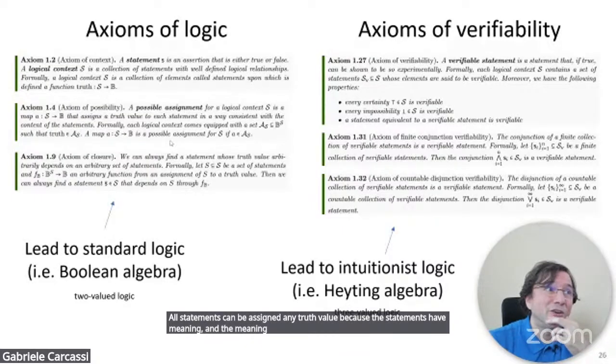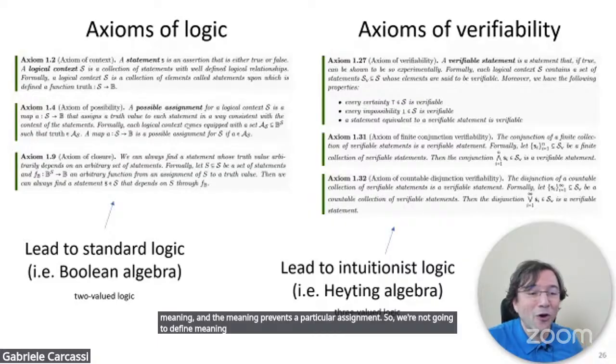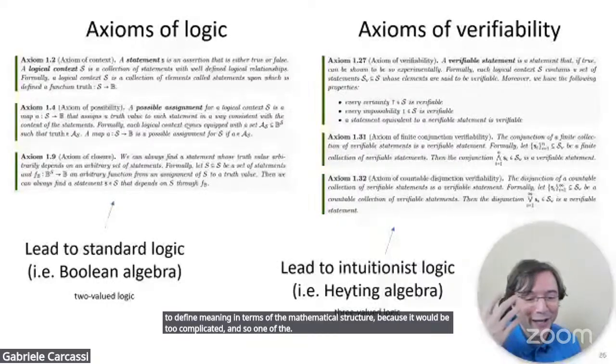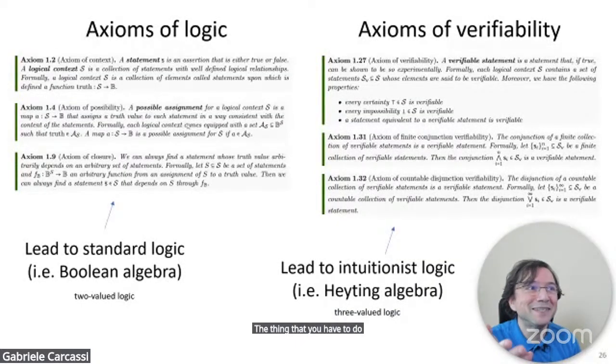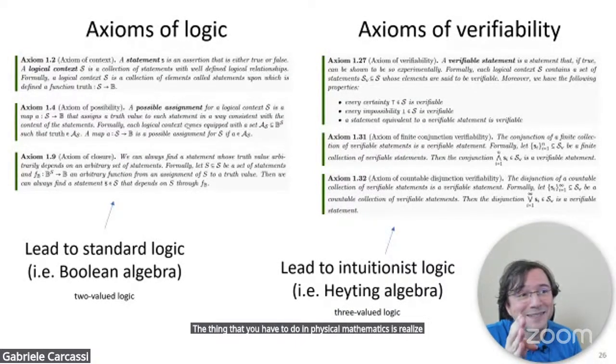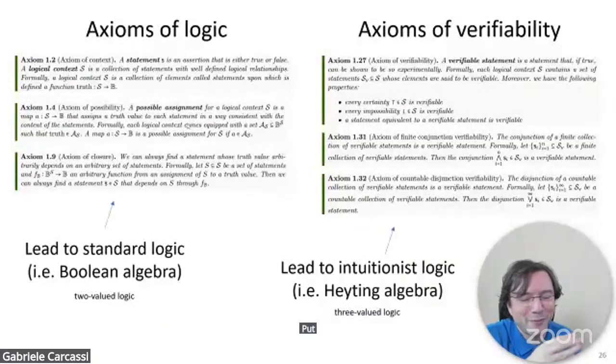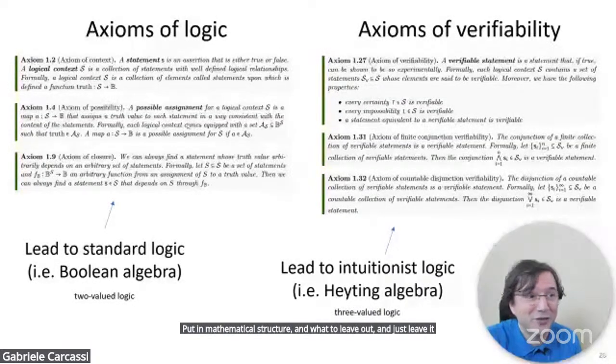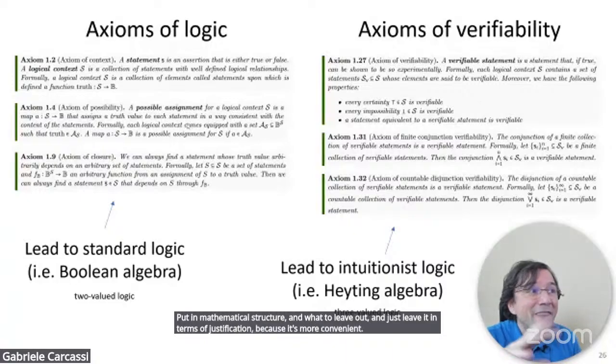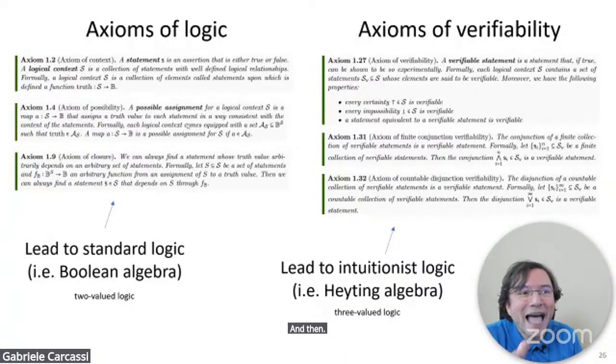So we're not going to define meaning in terms of the mathematical structure because it would be too complicated. And so one of the things that you have to do in physical mathematics is realize what makes sense to put in the mathematical structure and what to leave out, and just leave it in terms of justification because it's more convenient. And then design the axioms such that they are easy to justify.